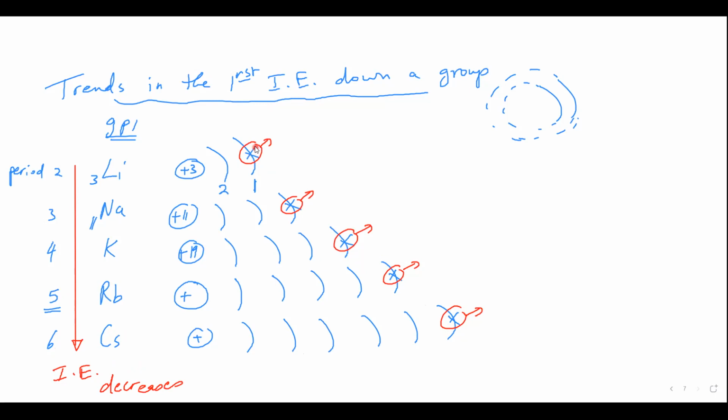Because it's farther away from the nucleus. Yes, excellent. This is a very important reason. Mawadda said that because this electron is further away from the nucleus, the attraction force between the positive nucleus and this electron is the weakest. That's why it requires only a small amount of energy to remove it. This is one reason.